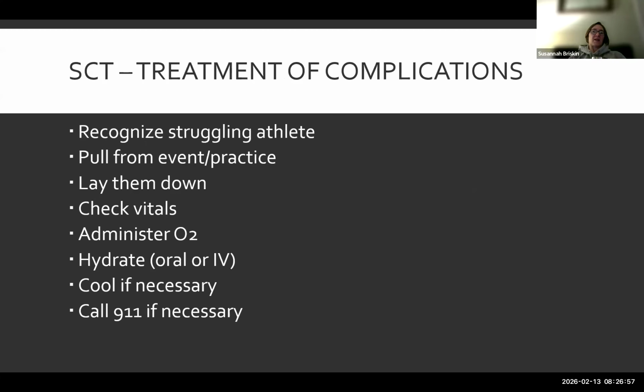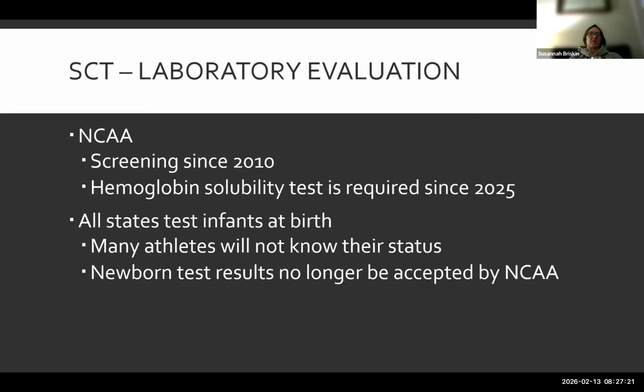It's important to recognize if somebody's struggling. If you see somebody pull themselves out and they think it's just standard cramping, you always want to think about this, because it's going to present a lot like cramping in the beginning. But if you see somebody really struggling, you need to pull them out, lay them down, get them oxygen as soon as you can, check their vitals, hydrate them, and then consider it a medical emergency.